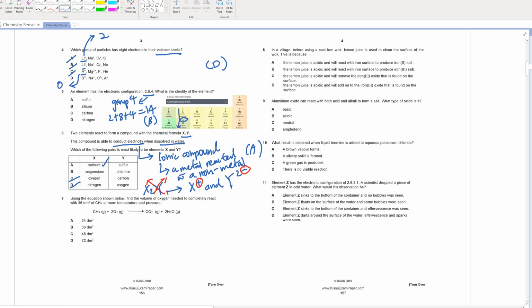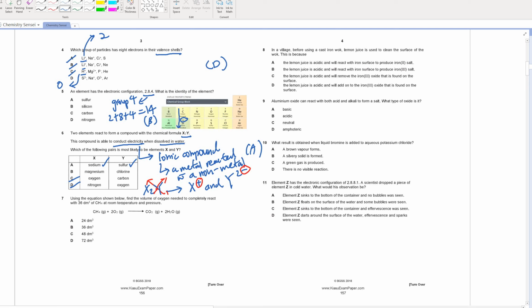Okay, sodium is from group 1. For Y, it had gained 2 electrons, that means the species Y must be from group 6. And yes, sulfur is from group 6. Okay. Let us now move on to question 7.